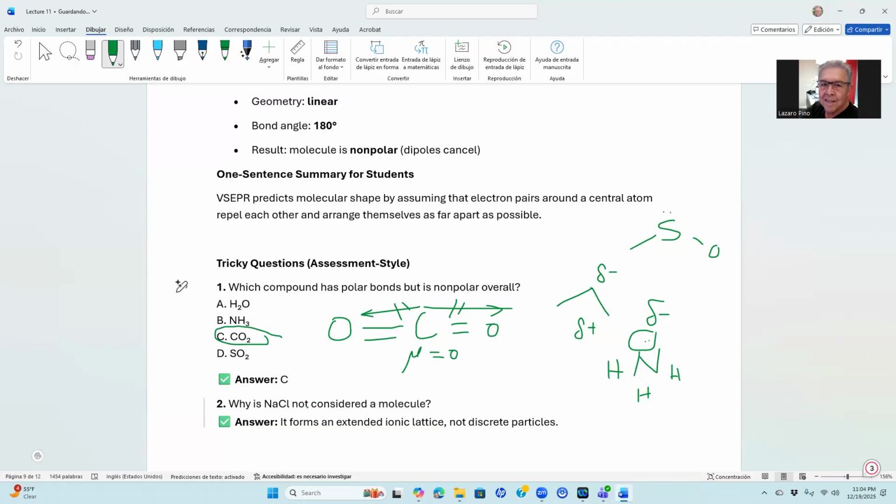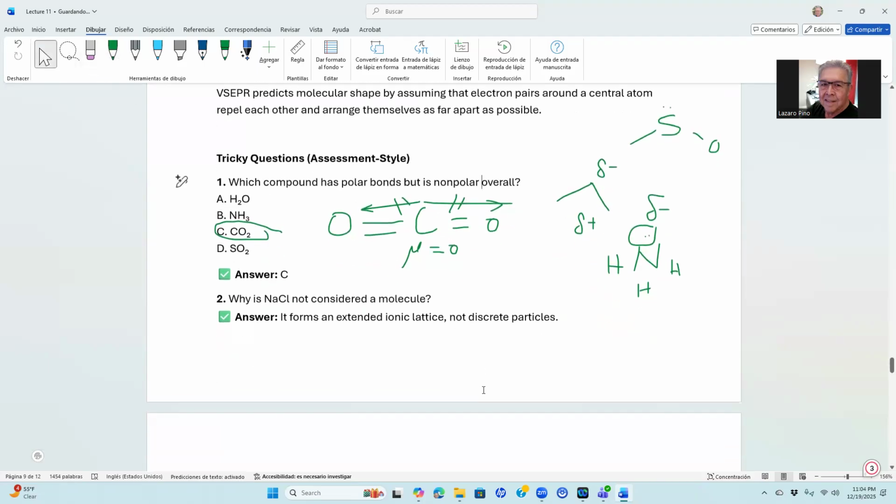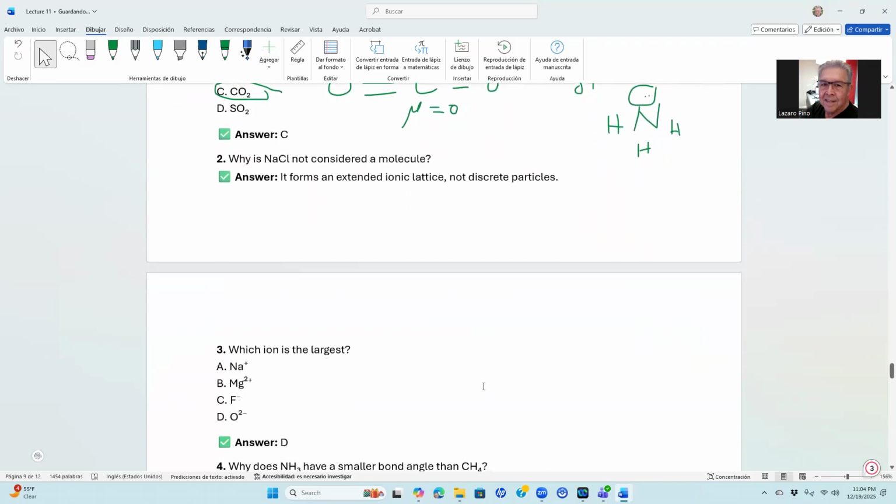Why is sodium chloride not considered a molecule? Because it forms an extended ionic lattice, no discrete particles, and it is made of ions, and the ions, the cation and the anion, make a lattice that is ionic.